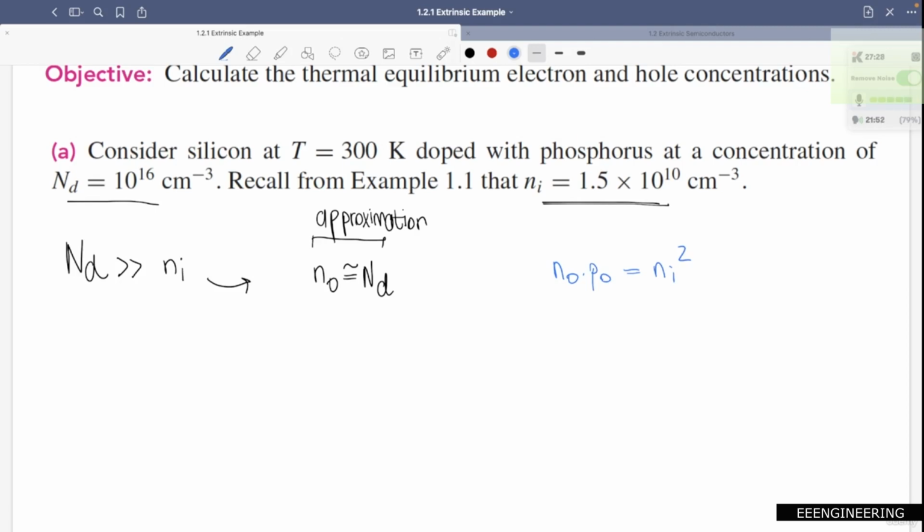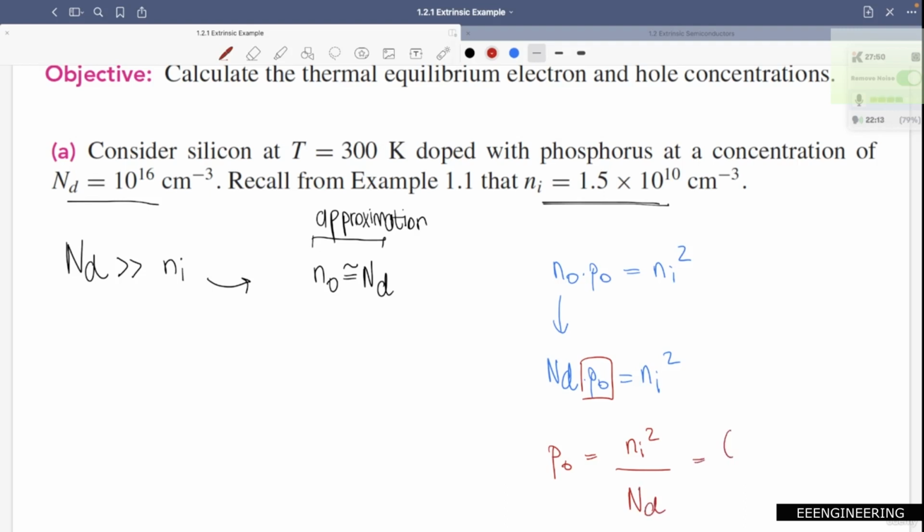However, in this case, since Nd is a lot greater than Ni, we're going to make the approximation N0 is equal to Nd. So we're going to replace this one by Nd. So we will have P0 that's going to be equal to Ni square. Notice that we are interested in the hole concentration in here, which is P0. So P0 is going to be equal to Ni square over Nd.